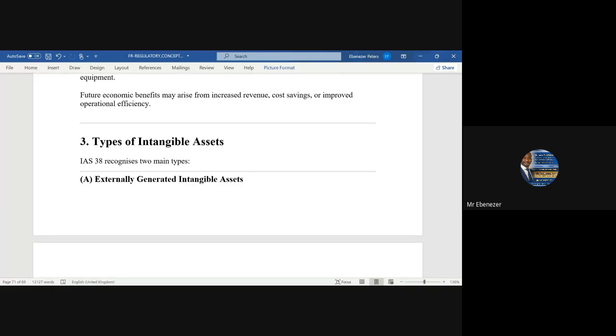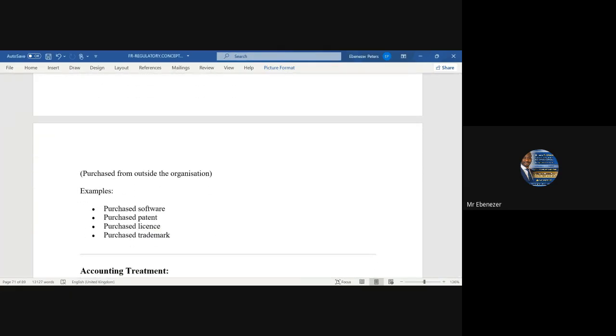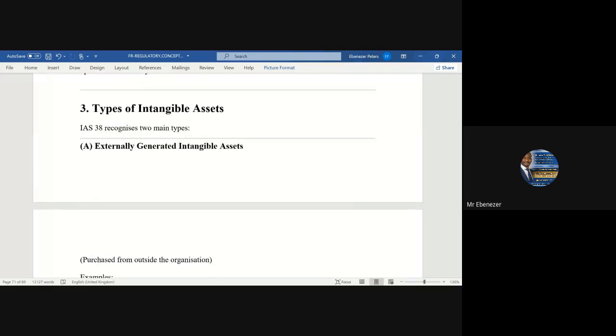Now, what are the types of intangible assets? IAS 38 categorizes the types of intangible assets into two. We have the externally generated intangible assets as well as the internally generated intangible assets.